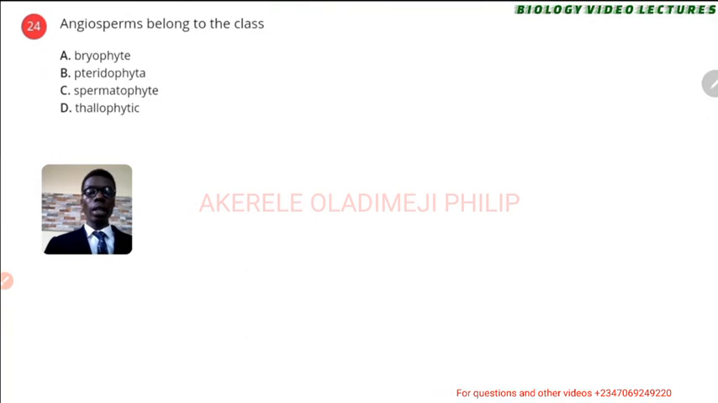Angiosperms belong to the class spermatophytes. All right, those are called spermatophytes. Basically, those are advanced categories of plant species.